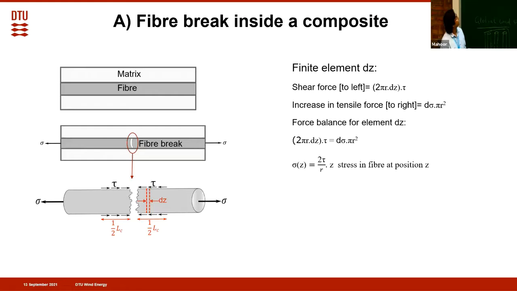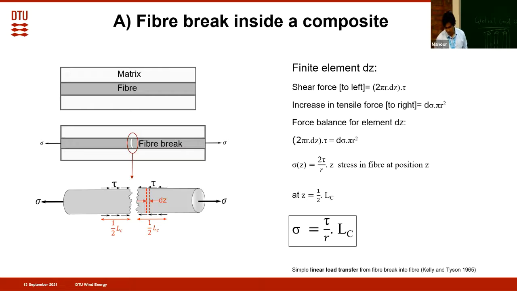While balancing, we can find the stress as a function of z, that is 2 tau by r into z, the stress in the fiber at position z. And at z equal to half LC, the critical length, we get the stress sigma equal to tau by r times LC. This formula is very simple, and it is also called the simple linear load transfer from a fiber break, by Kelly and Tyson.